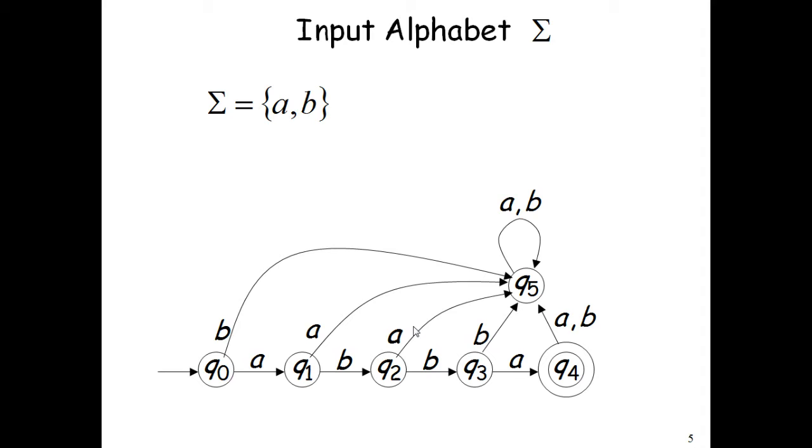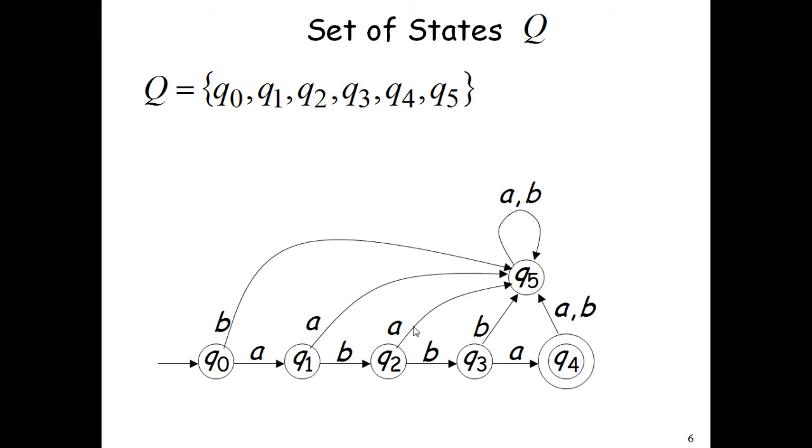So the input alphabets are A and B. When you look at the diagram, it represents a DFA having 6 states: Q0, Q1, Q2, Q3, Q4 and Q5. And when you look at the outgoing arrows from each state, on those arrows these input alphabets are written, which are A and B. No other alphabet is used in this diagram. So here sigma is {A, B}.